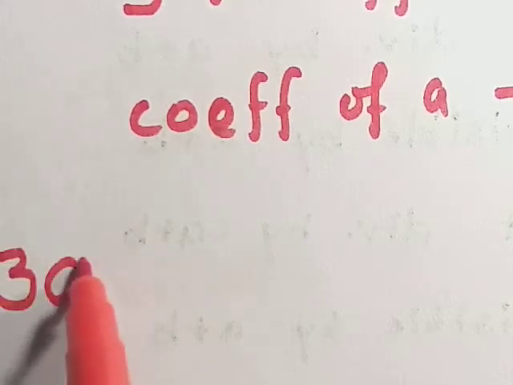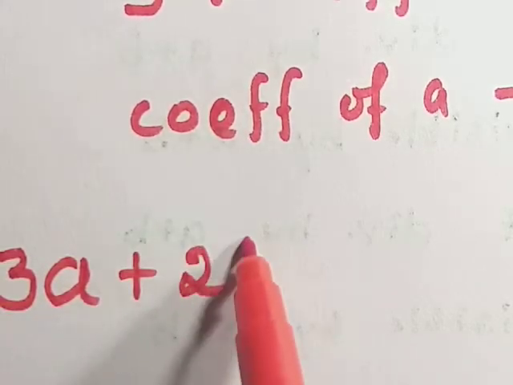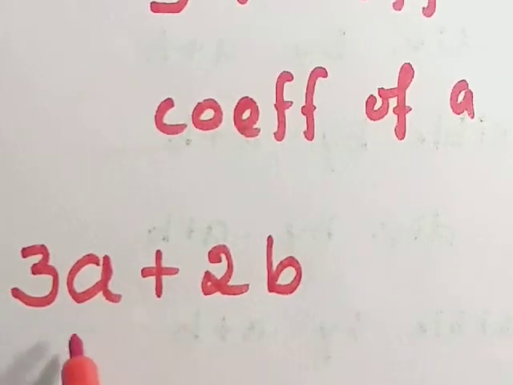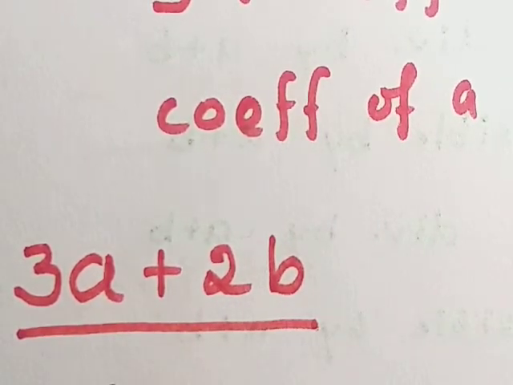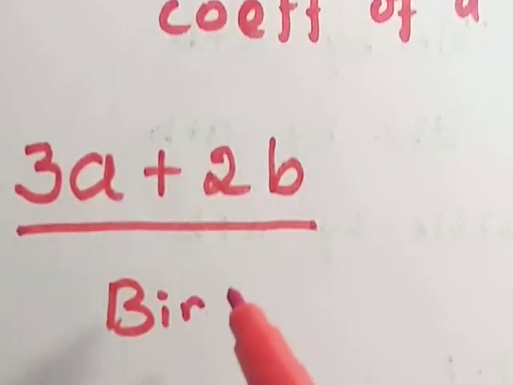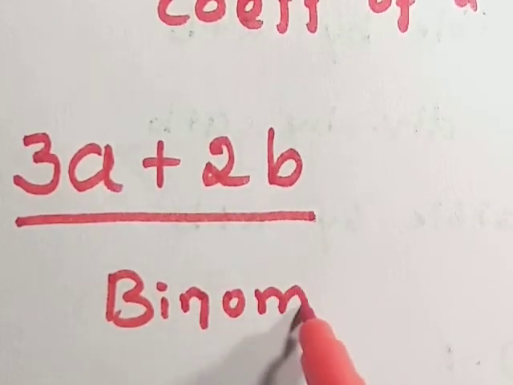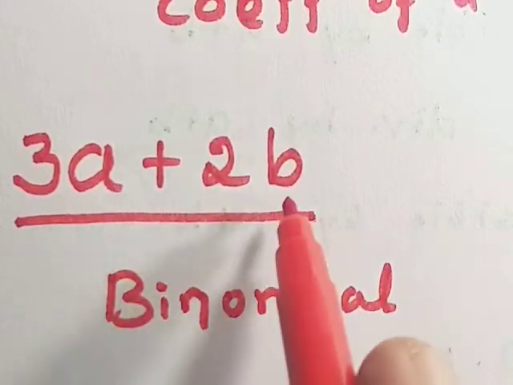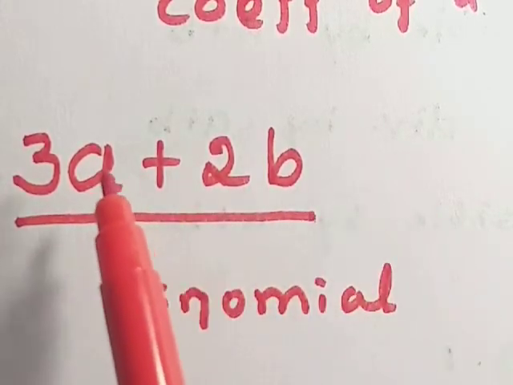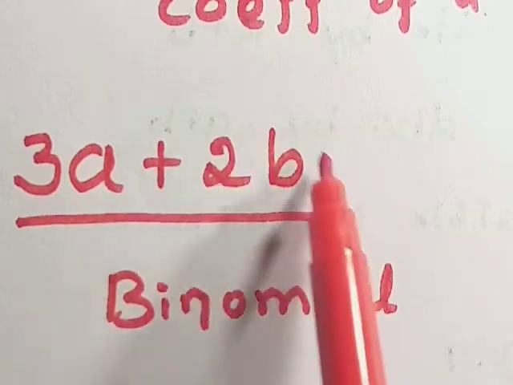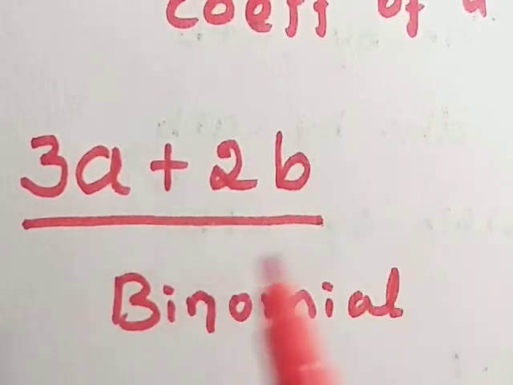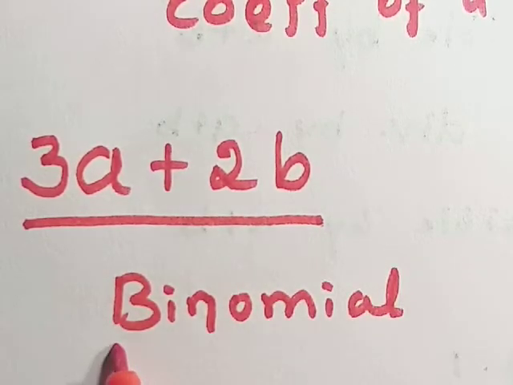Supposing we have 3a plus 2b. This is called as a binomial because there are two terms. Each single term is called as a monomial. The sum or subtraction of two monomials become binomial.